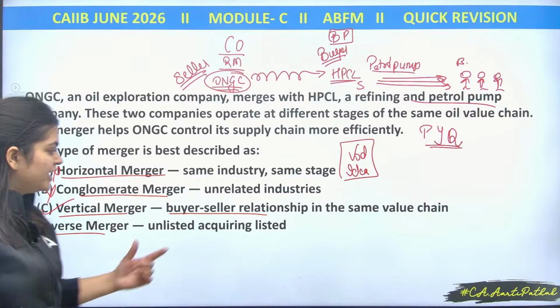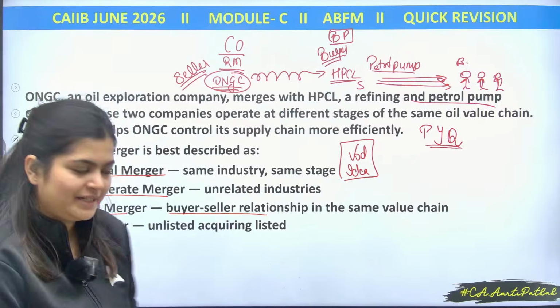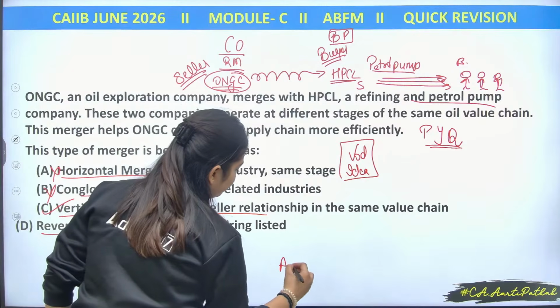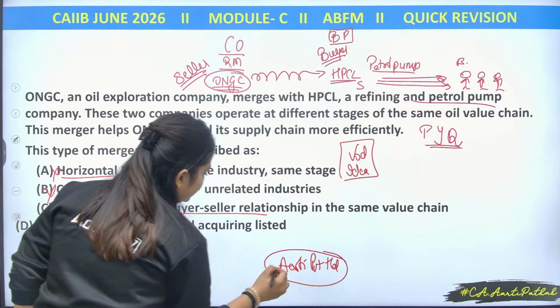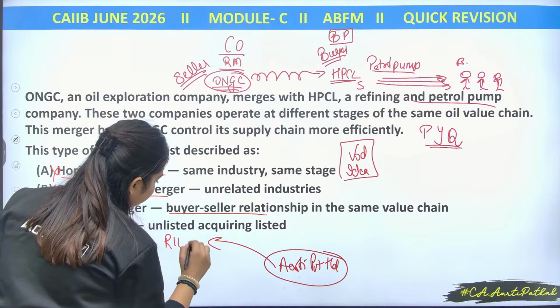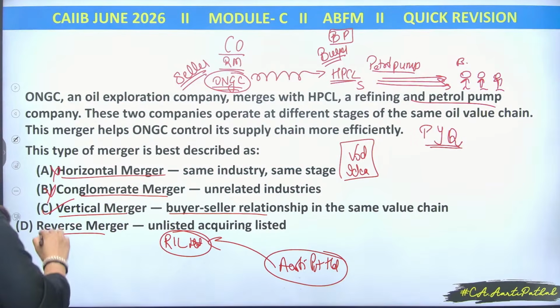Reverse merger means if any unlisted company, generally I say if Aarti Private Limited, that is an unlisted company, acquires Reliance Limited, that is a listed company, that is reverse merger. So here we are not talking about these two things. So the right answer is answer C.